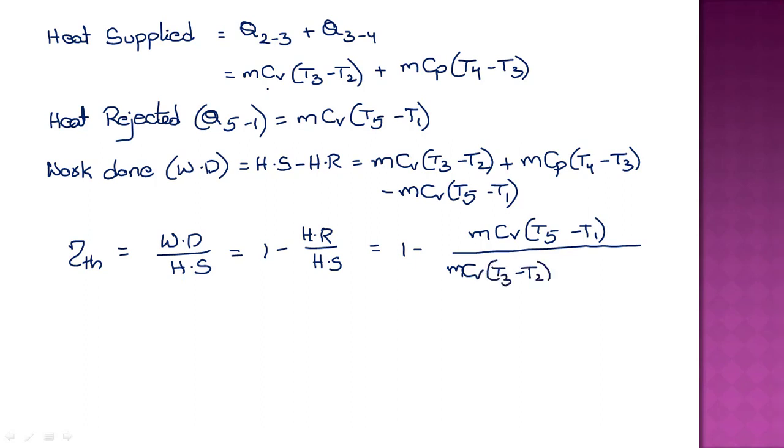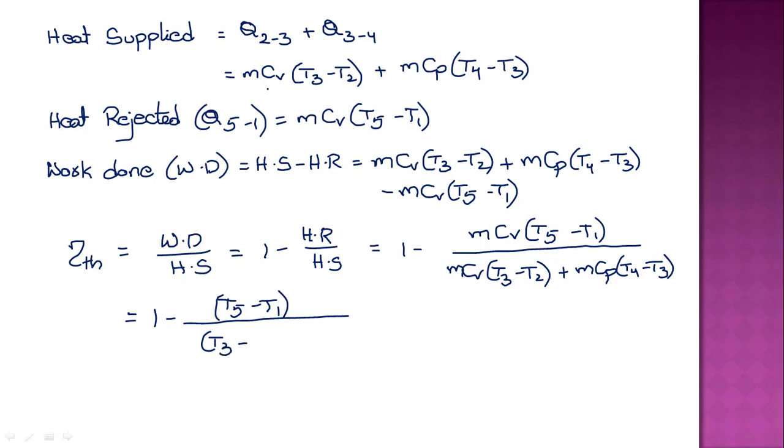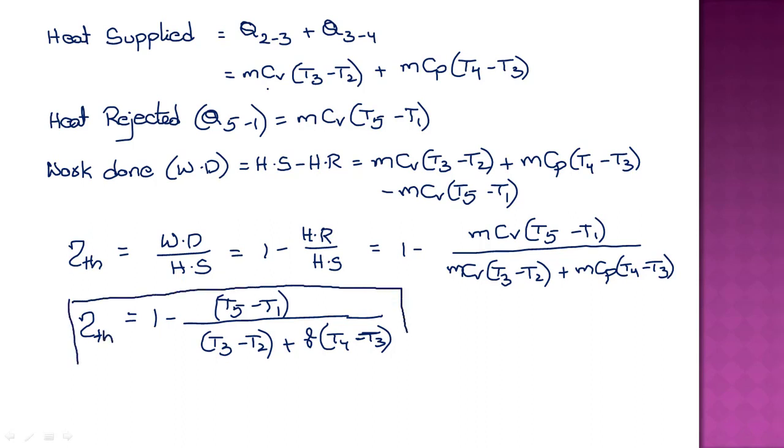So this can also be written as 1 minus (T5 minus T1) divided by (T3 minus T2) plus gamma into (T4 minus T3). We know that Cp by Cv is gamma, which is the ratio of specific heats or adiabatic index. So this is the formula for thermal efficiency in terms of temperatures.